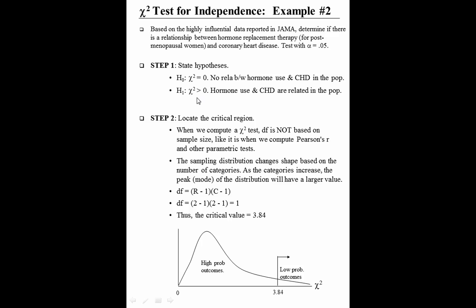Our alternative hypothesis is that there is a difference between the expected data and the observed data, which would show that there is a relationship between the two variables. And that would show a chi-square value statistically significantly greater than 0. All right, so that's pretty straightforward.